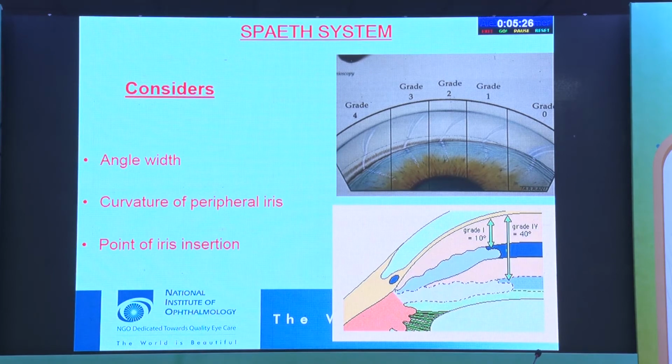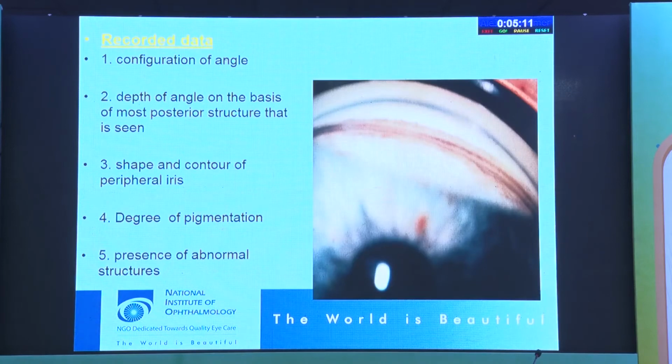And then the curvature of the peripheral iris, whether it is convex, straight or queer. So that again tells us about the iris configuration and the point of iris insertion, where it is in the ciliary body. So these are the recorded data.